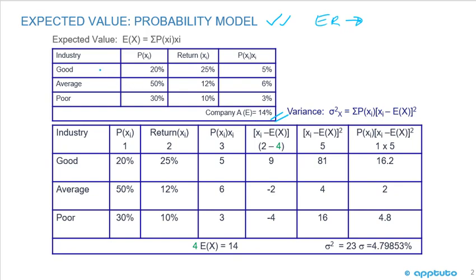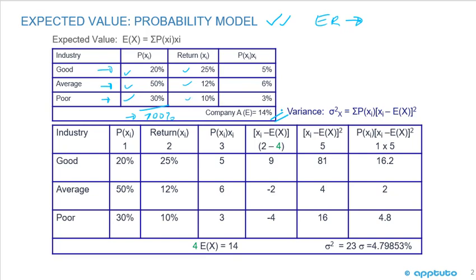So here we have the industry. There are three possible outcomes for the industry. The forecast could be good, it could be average, or it could be poor. And so the probability of a good outcome for the industry is 20%, average 50%, and poor 30%. If you add those all up, we get to our 100%, of course, okay? All possible outcomes. So if the industry is good, the expected return is 25%. If it's average, it's 12%, and if it's poor, it's 10%.